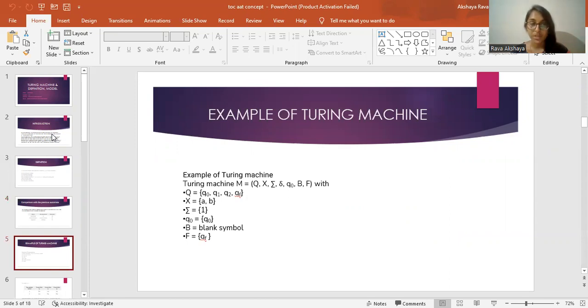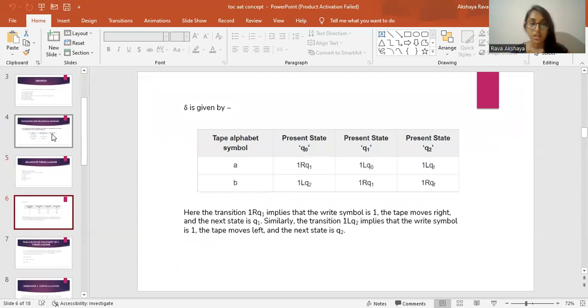Example of Turing machine. Where Q is equal to Q naught, Q1, Q2, and QF states. X is equal to a comma b, where Q naught is the initial state and B is a blank symbol, and F is equal to QF, and delta is equal to 1. Tape alphabet symbol and present state is Q naught, present state is Q1, present state is Q2. There we have 3 states.